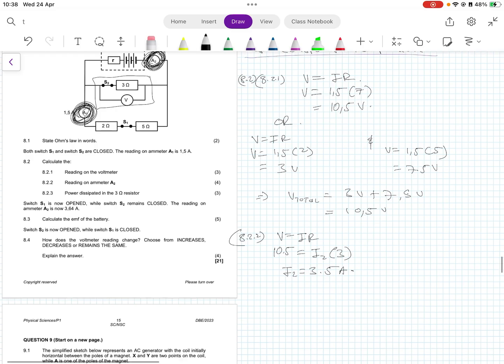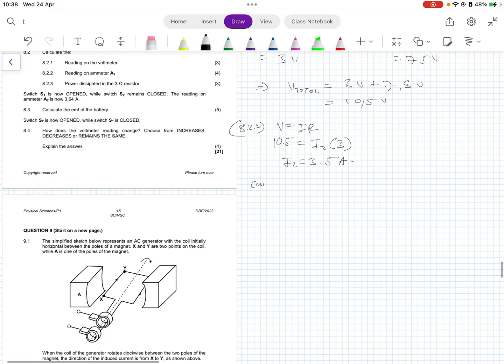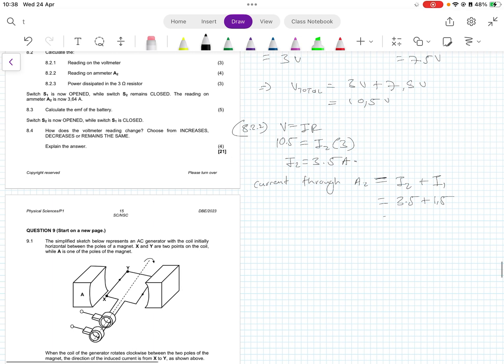Therefore, the current through A2 is given by I2 plus I1, and that is 3.5 plus 1.5, and that is finally 5 amperes.